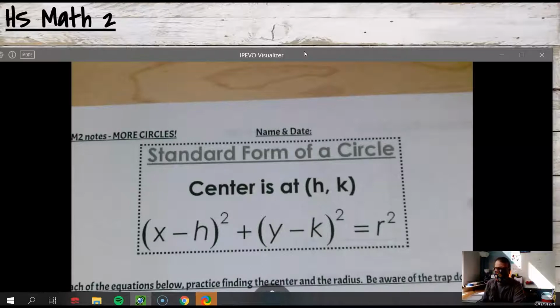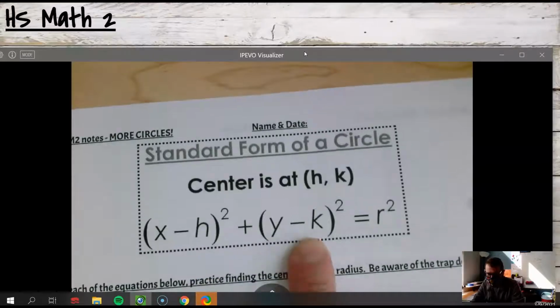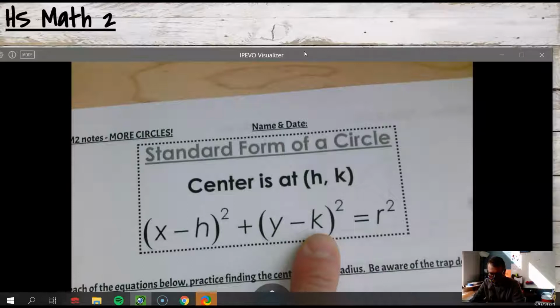The trapdoor that catches everyone is when we write the equation of the circle, it feels like what we're putting in here is the opposite of the x value of our center. And it feels like what we're putting in here is the opposite of our k value, because it is x minus whatever the number is and y minus whatever the number is.